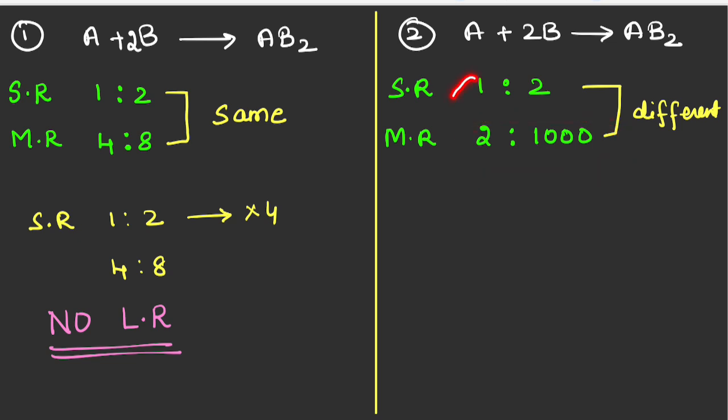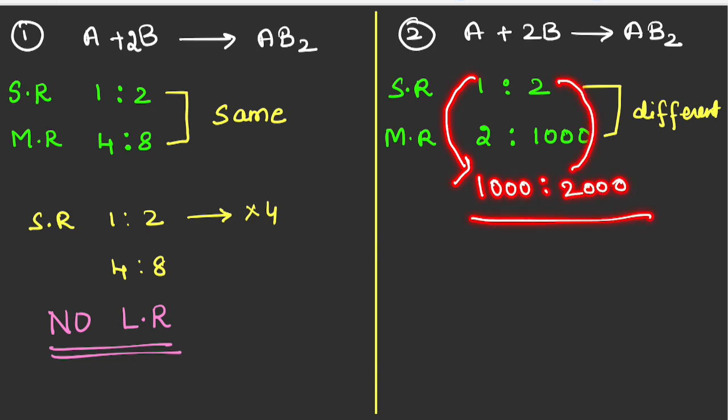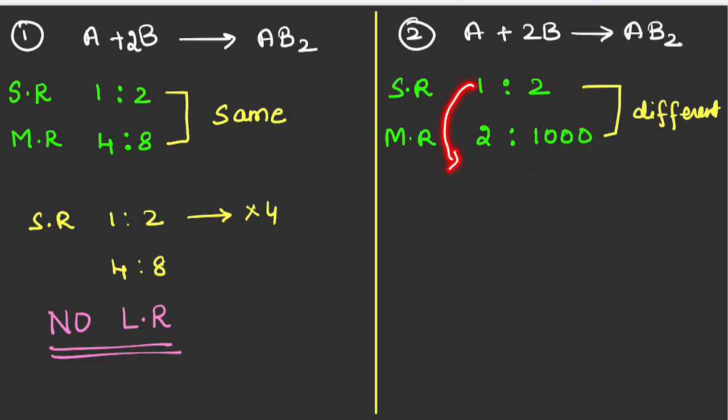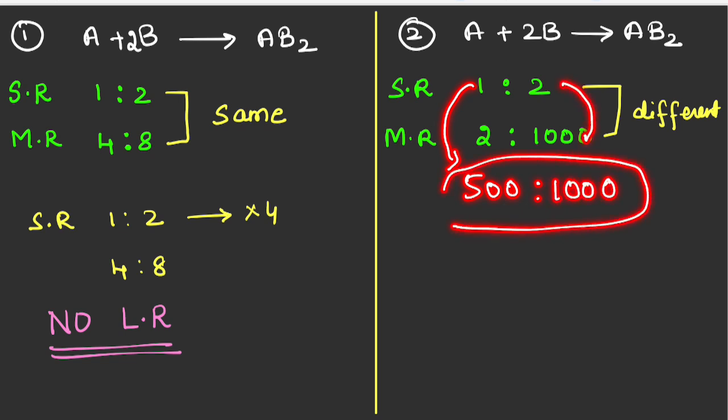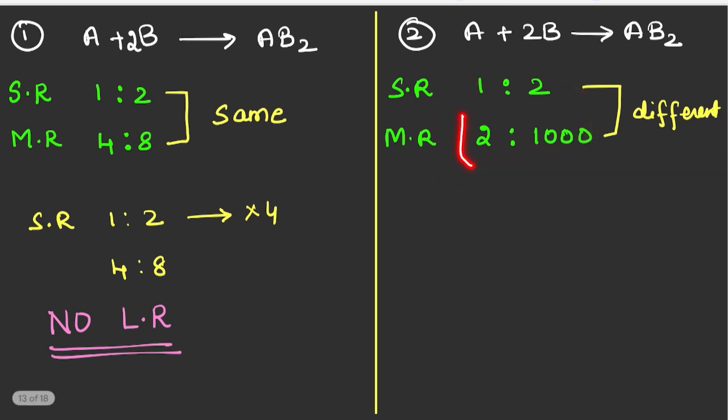Suppose I multiply with 1000, I'll get 1000:2000. Suppose I multiply this with 500, I'll get 500:1000. So with some common number, if I multiply, I'll get 500:1000, but you will not get 2:1000 by multiplying with a common number. Therefore, SR and MR are different here. So if it is different, then the limiting reagent will be present. So I'll write here, limiting reagent is present.